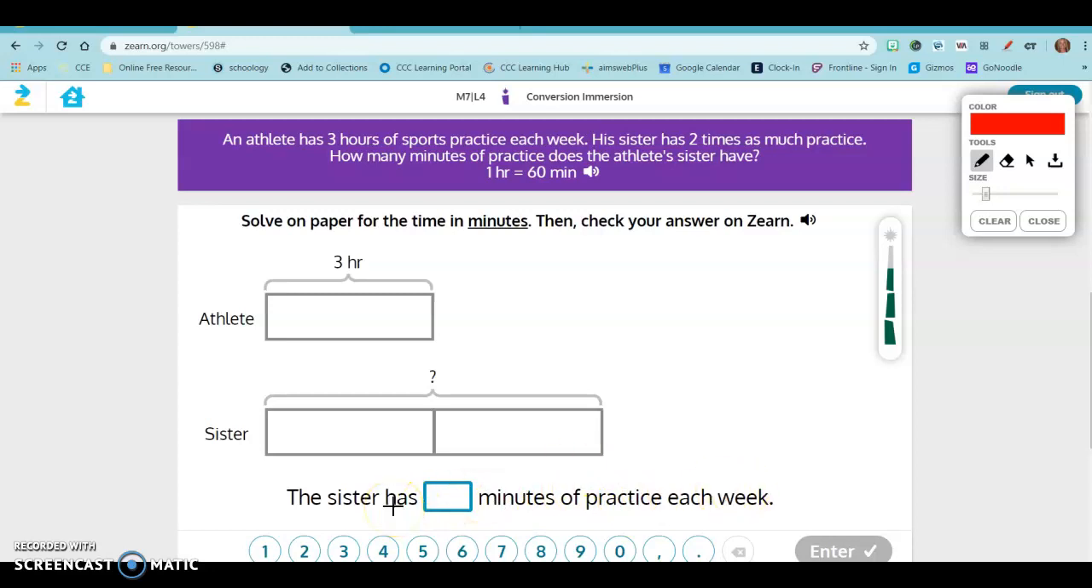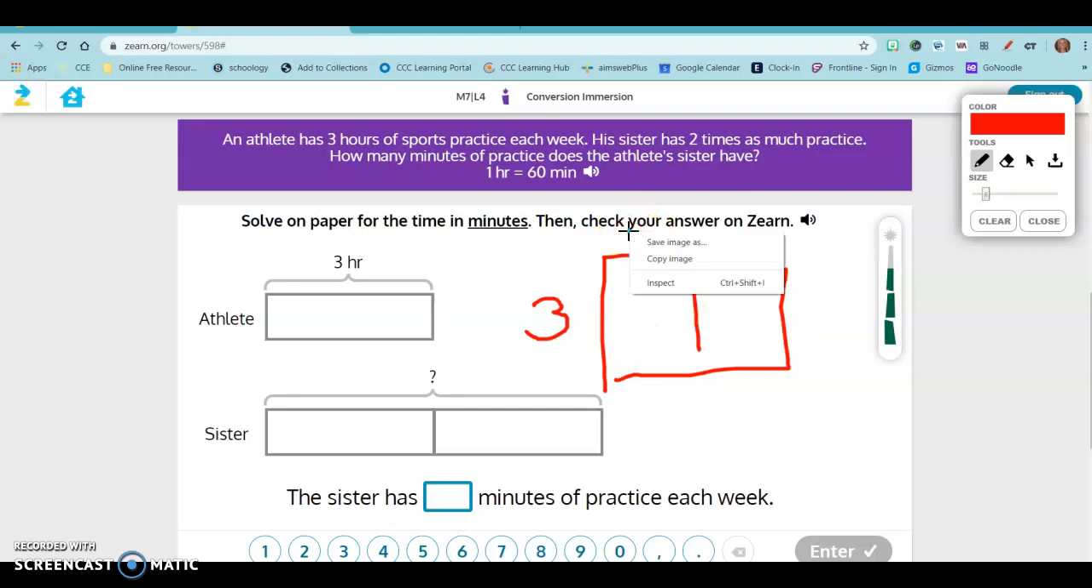So before we can do that, we have to figure out how many minutes of practice the athlete has currently, because right now his or hers is in hours. So we're gonna have to do 3 times 60 to figure out how many minutes are in 3 hours. So you can make a quick tape diagram. We're gonna have the 3 here.